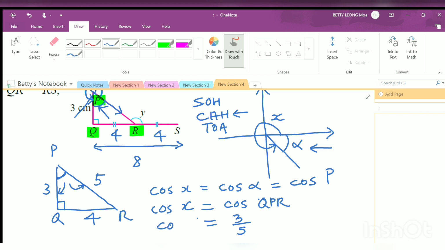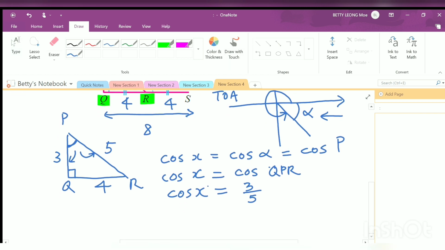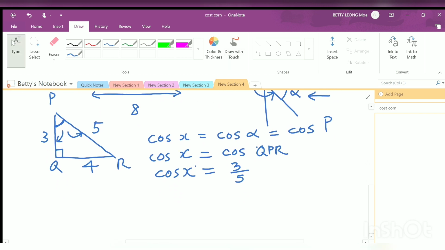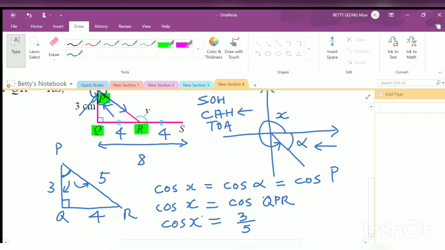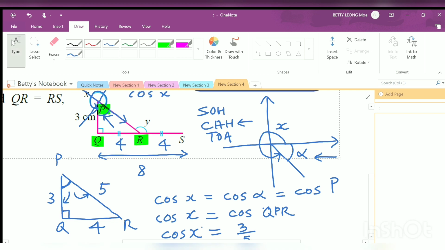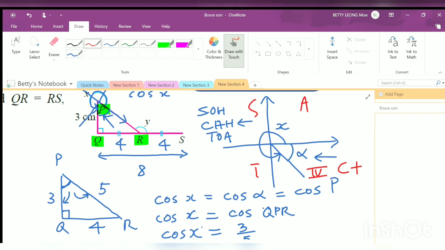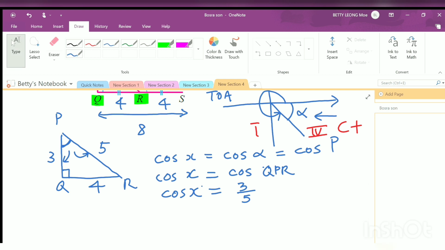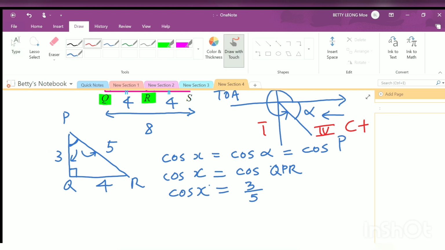Cos x is 3 over 5, but you have to check which quadrant this is in. Your x is in the fourth quadrant. Fourth quadrant, add sugar to coffee, cos is positive, so no problem. Your answer 3 over 5 is positive, so this is the right answer.